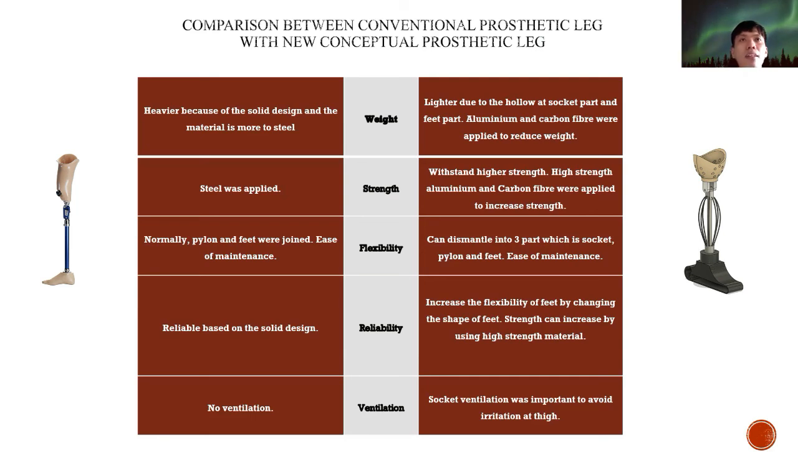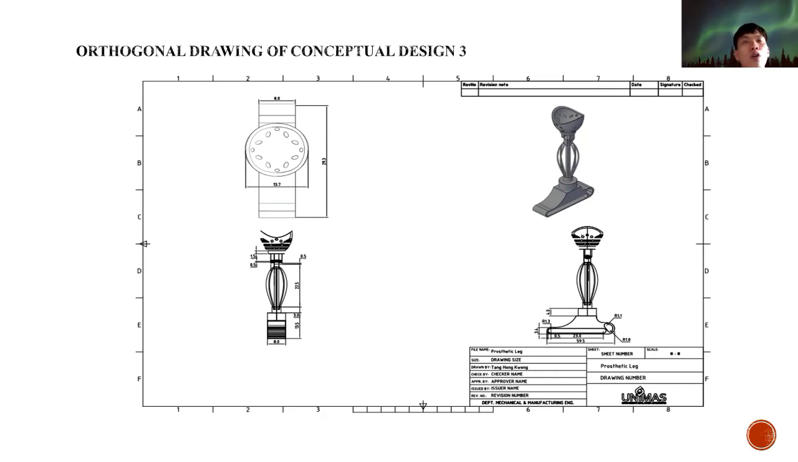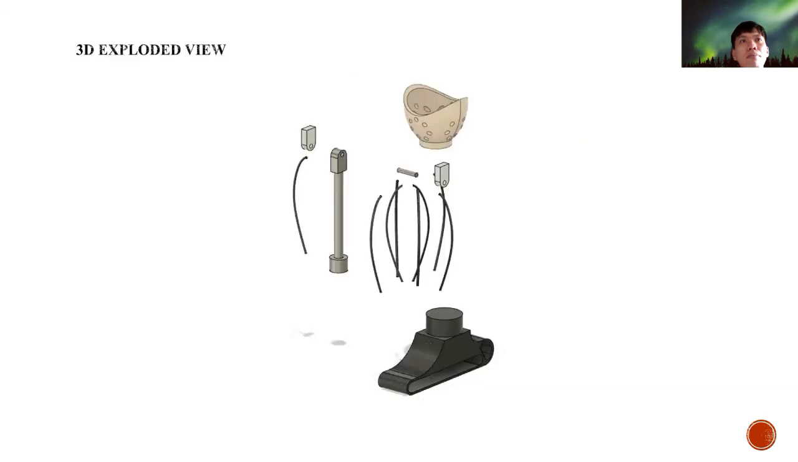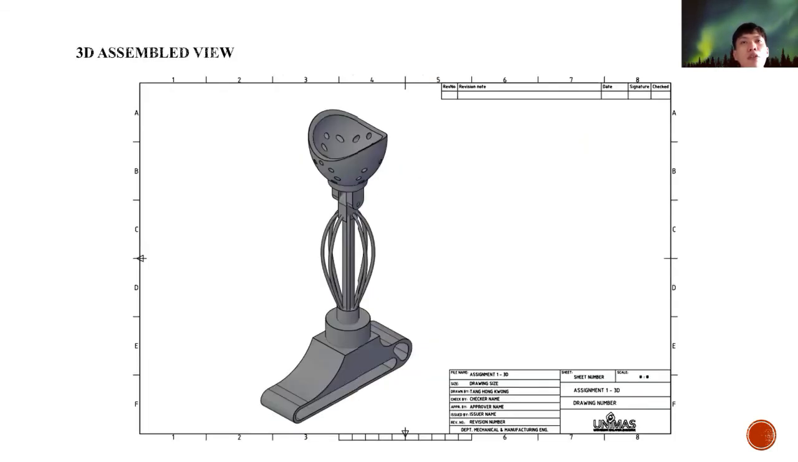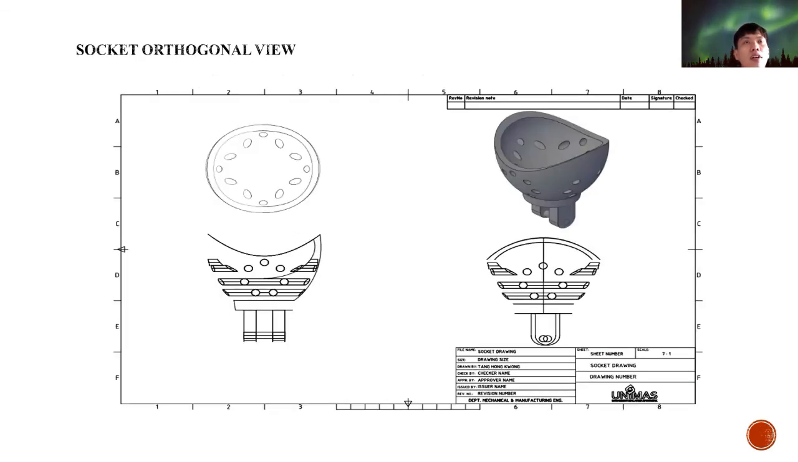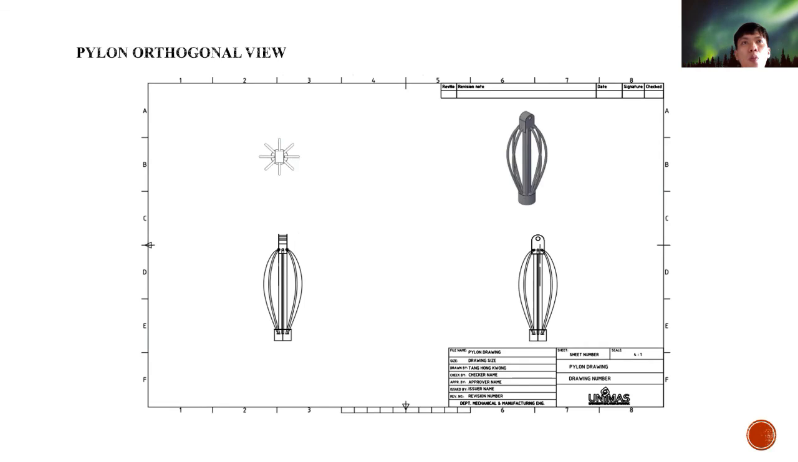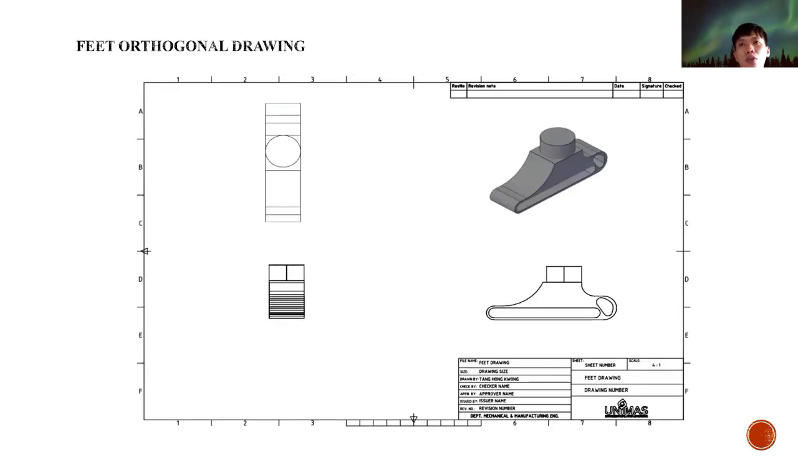For the ventilation part, the conventional prosthetic leg has no ventilation. My improved product has socket ventilation, which is important to avoid irritation at the thigh. So this is the orthogonal drawing of my conceptual design, as you can see. And this one is the exploded view and the assembled view, and also the socket orthogonal view, the pylon orthogonal view, and the foot orthogonal view.